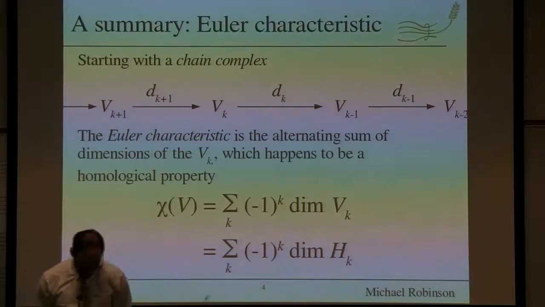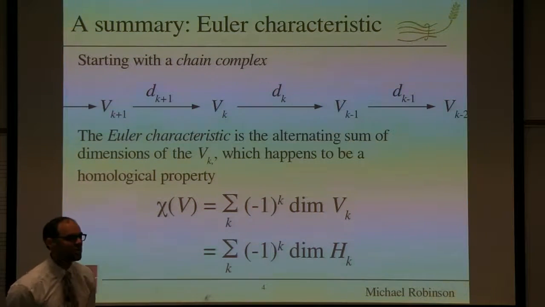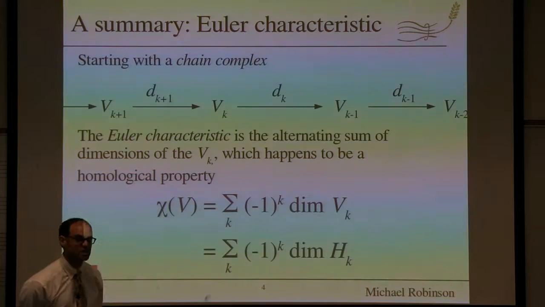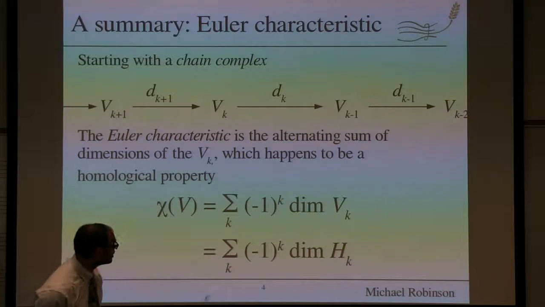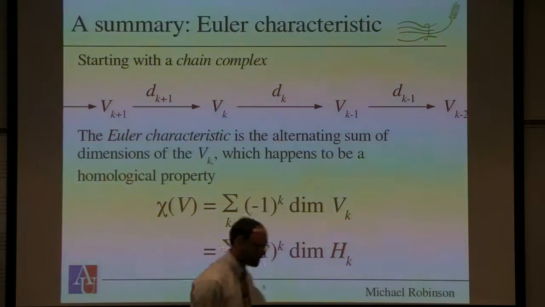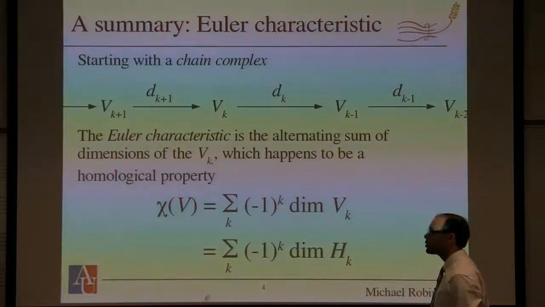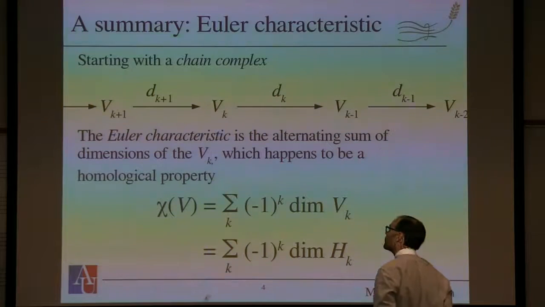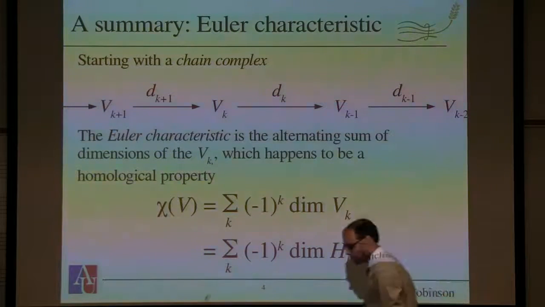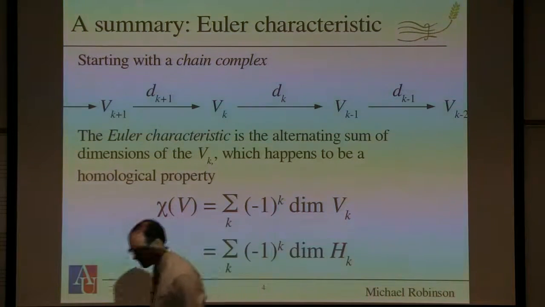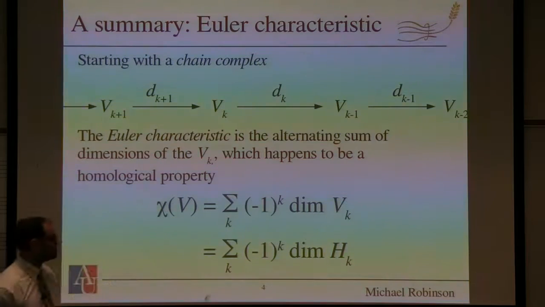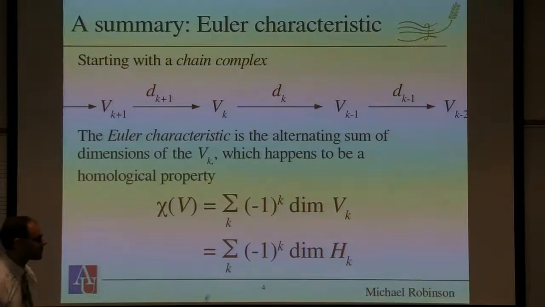And I made the point that it turns out that this is also the alternating sum of dimensions of the homology spaces, which are the kernel modulo the image, telling you how far away this sequence is from being exact. Of course, what that means is that if I have an exact sequence, then the Euler characteristic of that sequence is 0. It's a useful feature. The fact that the Euler characteristic is 0 does not imply that you have an exact sequence, though. So it's only a one-way implication.